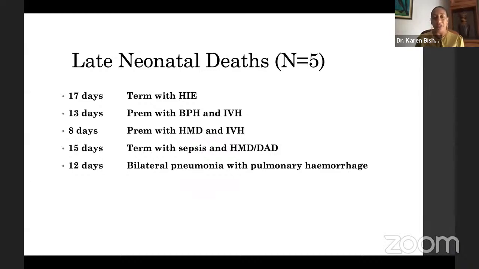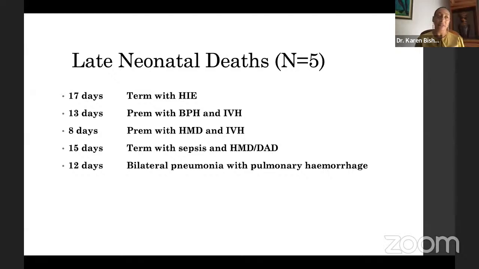So just to show you in brief what happened with the autopsies on late neonatal deaths, we had 5 babies that we did autopsy on. One baby was 17 days. He had hypoxic ischemic encephalopathy. Another 13-day-old baby was premature with bronchopulmonary dysplasia and intraventricular hemorrhage. A third baby at 8 days had hyaline membrane disease and intraventricular hemorrhage. One baby at 15 days had sepsis with hyaline membrane disease at term.